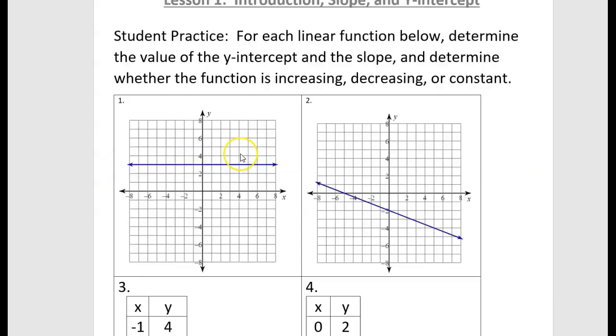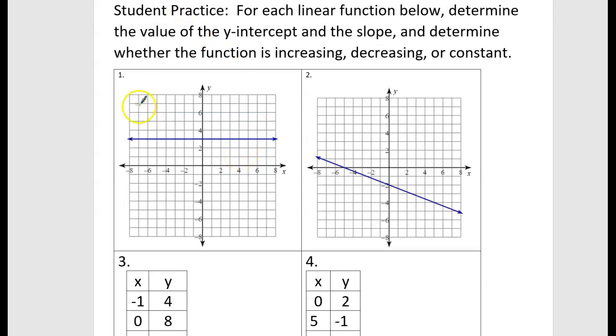Before I get into some table questions, I want you guys to try to do this problem now. Same thing, go ahead and find the slope, the y-intercept, and then tell me if it's increasing, decreasing, or constant. So if you haven't paused the video yet, go ahead and do so because I'm about ready to go over the answers. So the y-intercept, as you guys can see, where does it touch the y-axis? It touches the y-axis at 3. The slope. Now, it's a real easy way to get the slope here. It's a flat line. Those slopes are always 0.